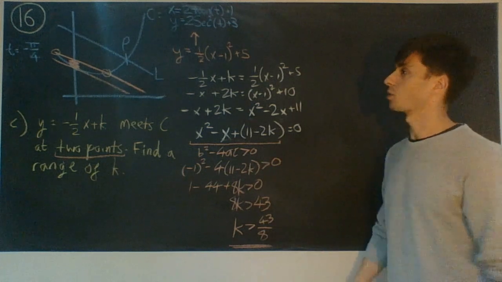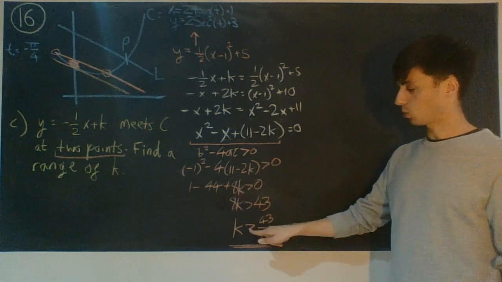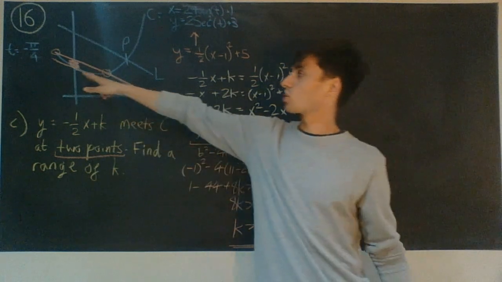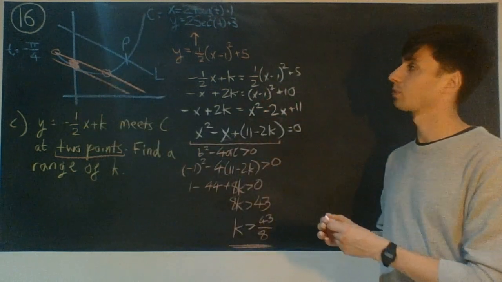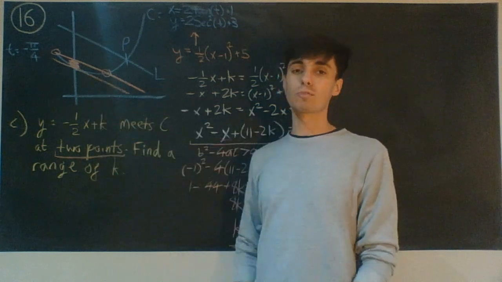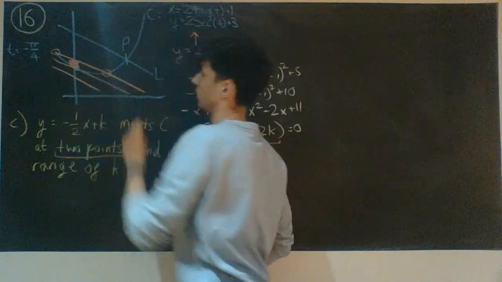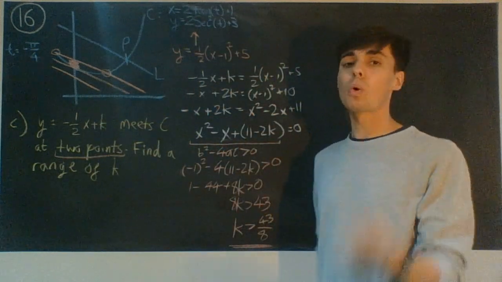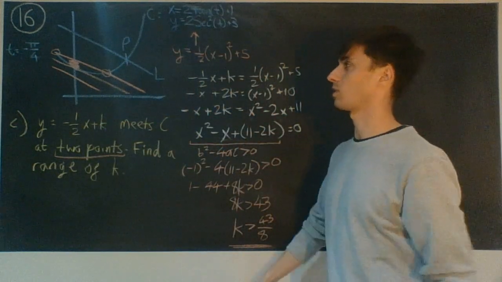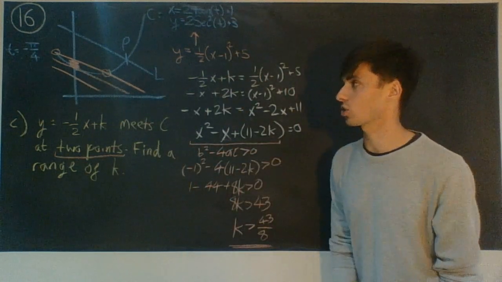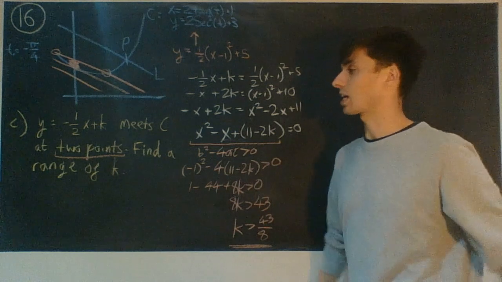That's brilliant so far, because looking at the inequality, k is greater than 43 over 8, that tells us our lower bound for k. If k is any less than 43 over 8, we're going to get the scenario like this one, where we either miss our line, or if it's exactly equal to 43 over 8, we will just touch our line once and have one point of intersection.